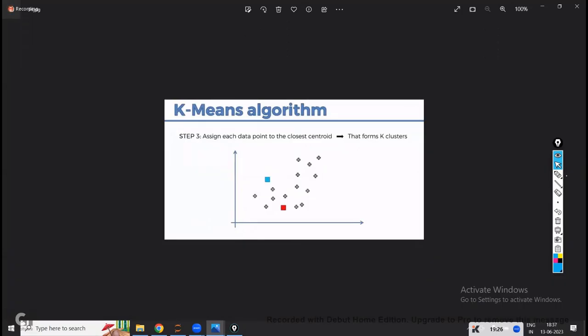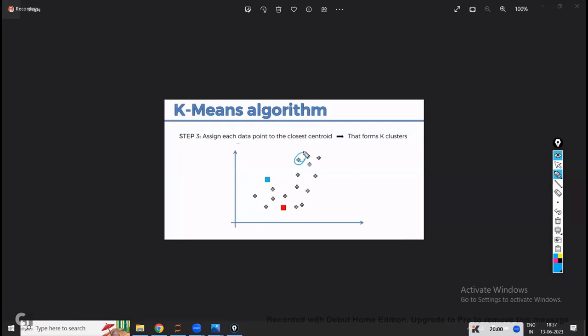Assign each data point to the closest centroid. Now, whatever the 2 random points I have assumed, I assumed those are the centroid points. I have chosen centroid points randomly. And what I'm going to do is assign each data point to the closest centroid. For example, this data point is there.